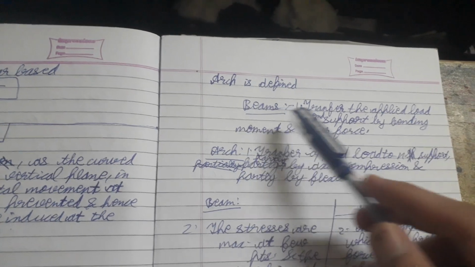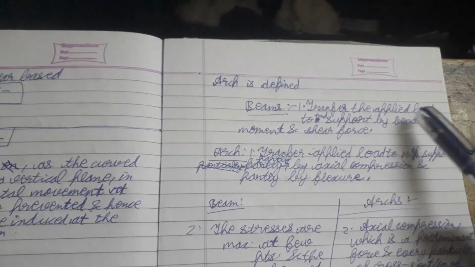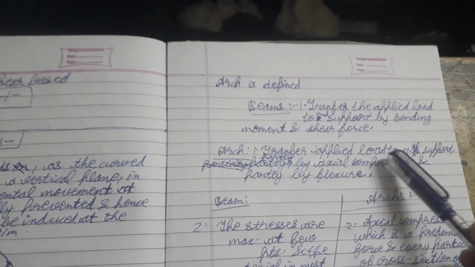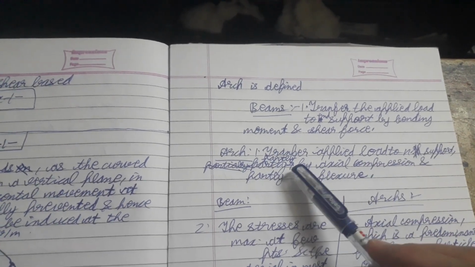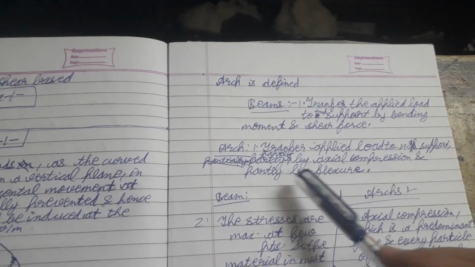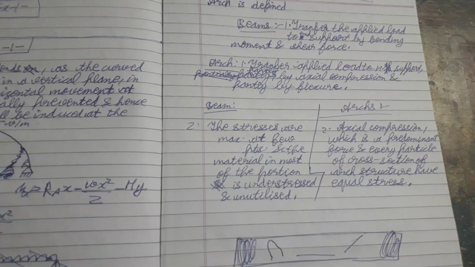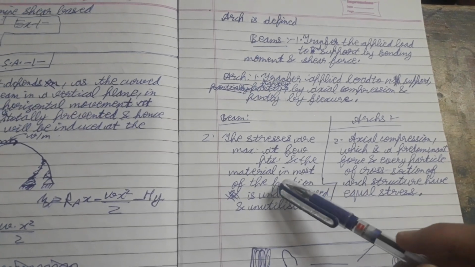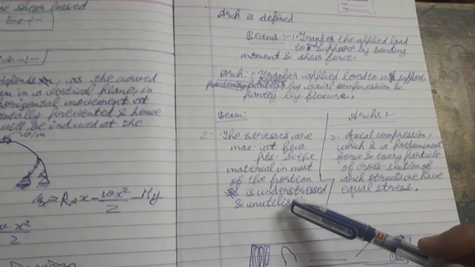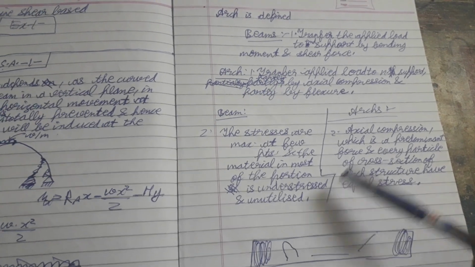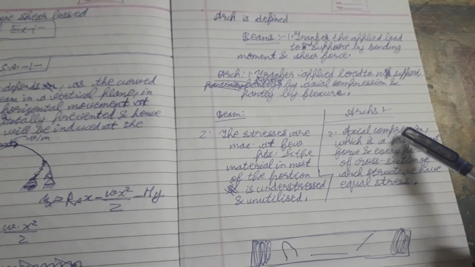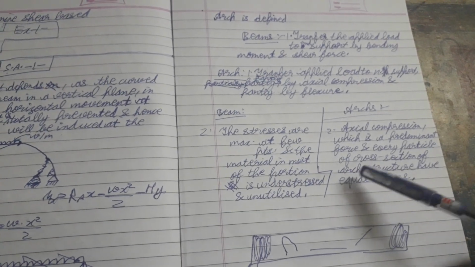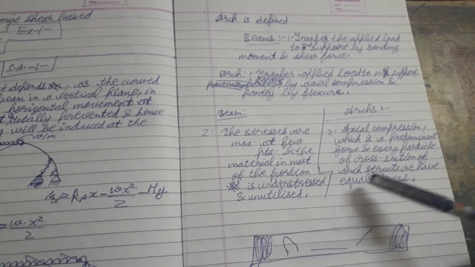Beams first transfer the applied load to the end supports by bending moment and shear force. An arch transfers the applied load to the end supports partly by axial compression and partly by flexure. In a beam, the stresses are maximum at a few points and the material in most of the portion is understressed, unutilized. In an arch, axial compression is the predominant force, and every particle of the cross section of the arch structure has equal stress.